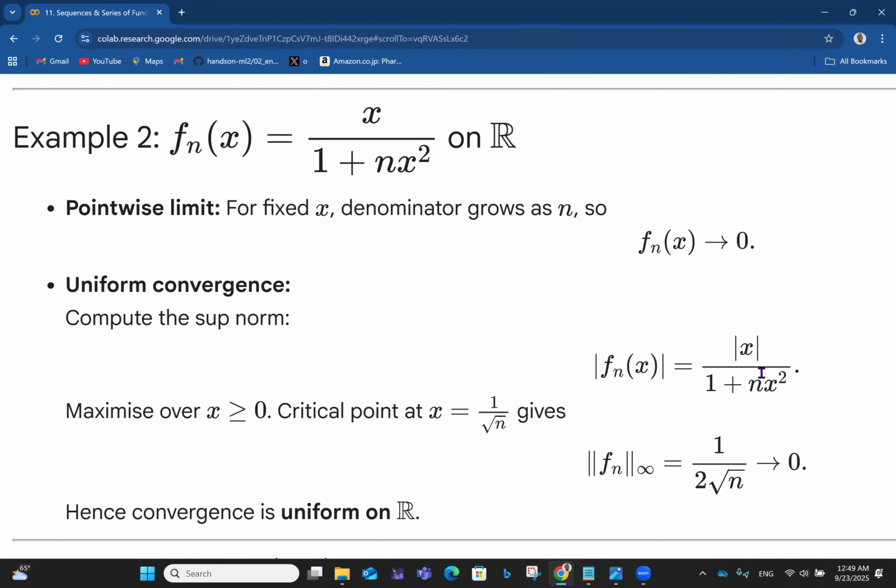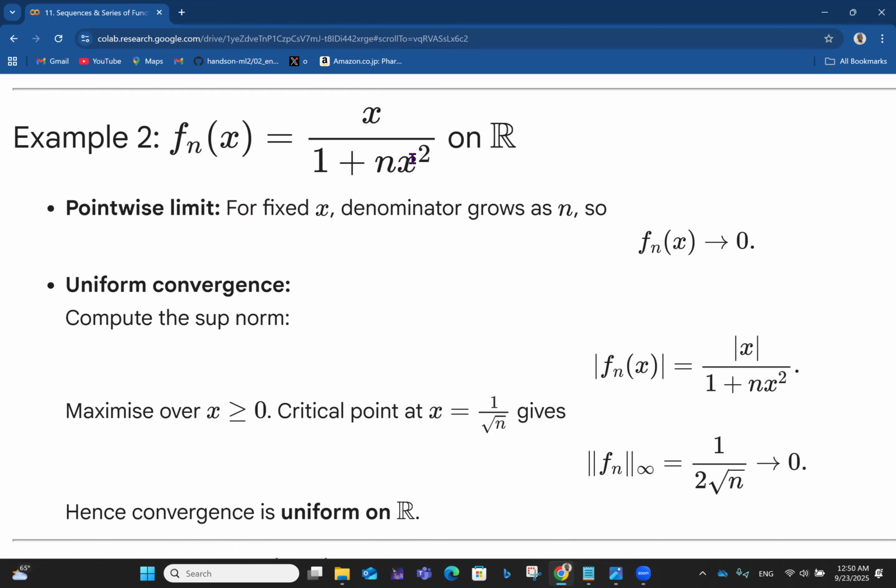No, 1 over 2xn. So if you have 1 over 2xn, it's like making x the subject of the formula now. But we are maximizing over x greater than or equal to 0. That's the deal now. That's why the critical point turns out to be x equals 1 over root n.